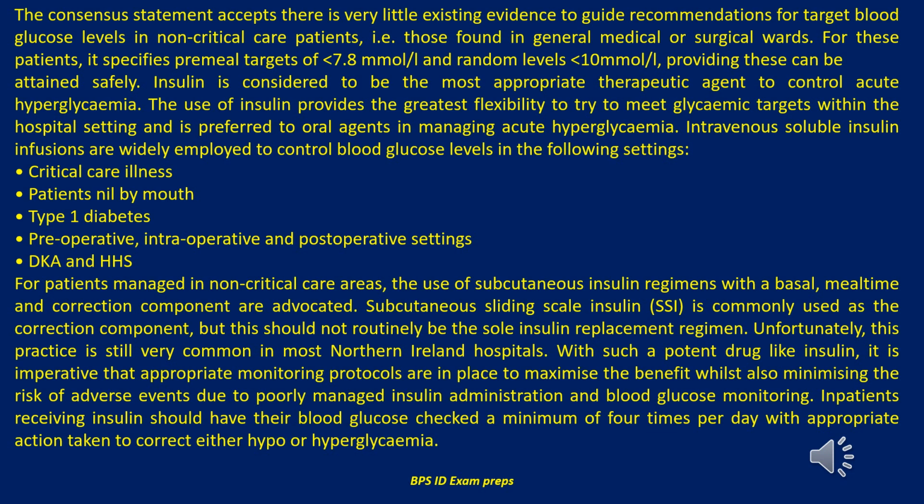Insulin is considered to be the most appropriate therapeutic agent to control acute hyperglycemia. The use of insulin provides the greatest flexibility to try to meet glycemic targets within the hospital setting and is preferred to oral agents in managing acute hyperglycemia.